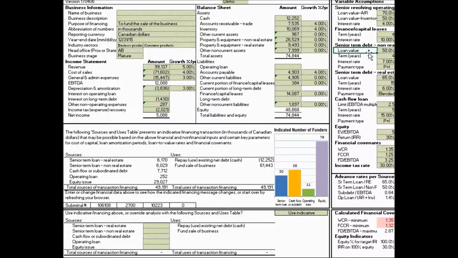Similarly on equipment, the advance rates on equipment can vary widely. It can vary from 30% to 80% or even 100%. So we've started somewhere in between, and you can adjust these to see how it'll affect your business. And we can try that now by just changing this 50% to 70%.